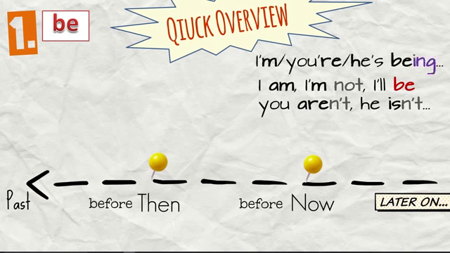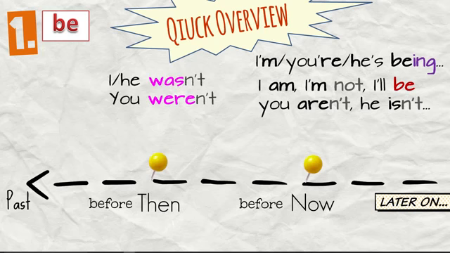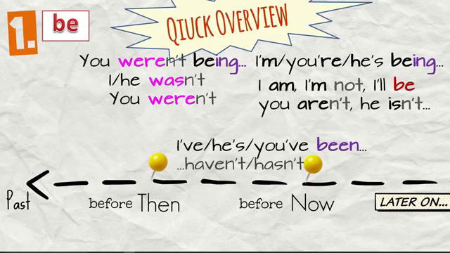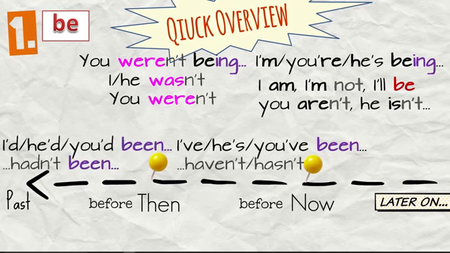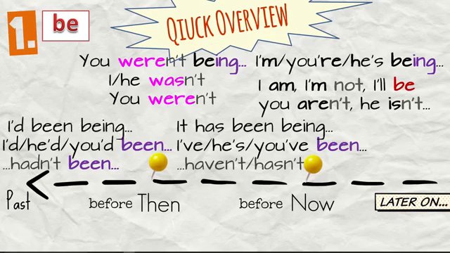In the past, it's I was or I wasn't, he was, he wasn't, you were, you weren't. We can say you were being or you weren't being. Then we have I've been, he's been, you've been, or the negative I haven't, hasn't been, and I'd been, he'd been, you'd been, and the negative hadn't been. We also have the form, for example, we say it has been being or I'd been being, but these are not very common. Still, we have to mention them here.